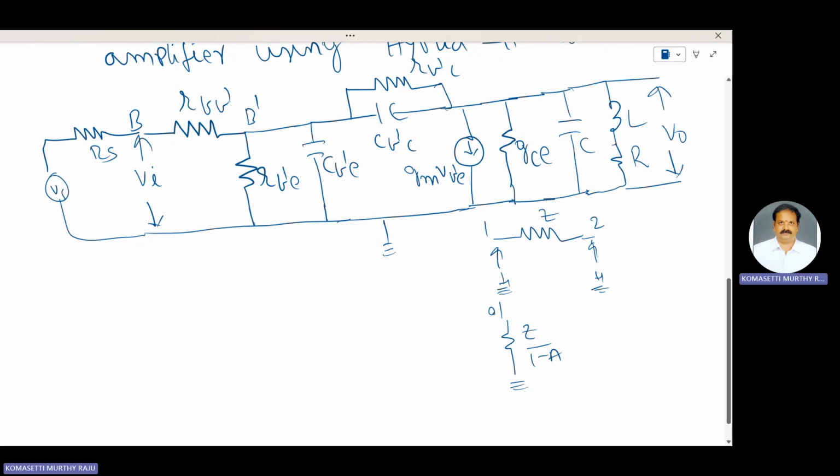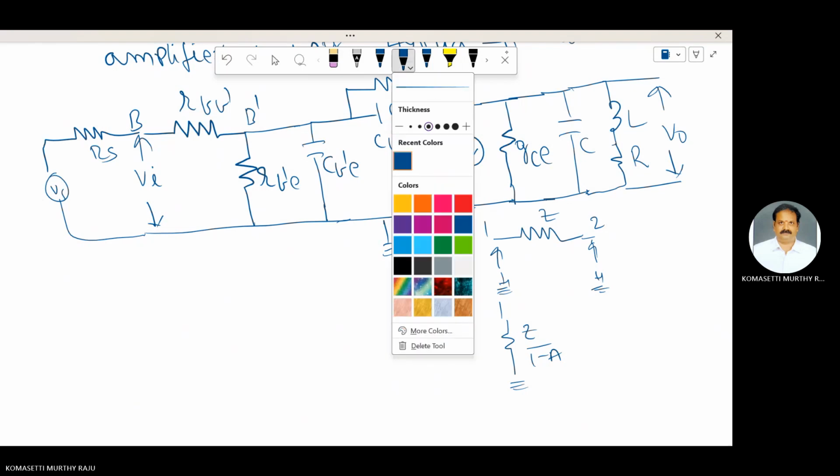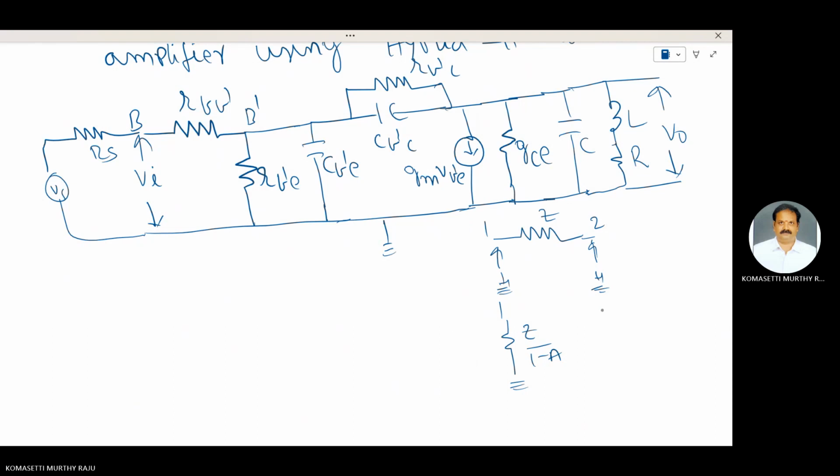This is node 1. Here is node 2, where it is replaced by ZA by A minus 1, where A is called the voltage gain.